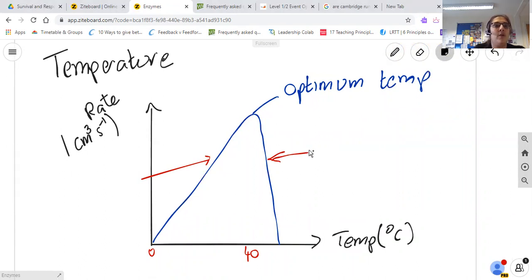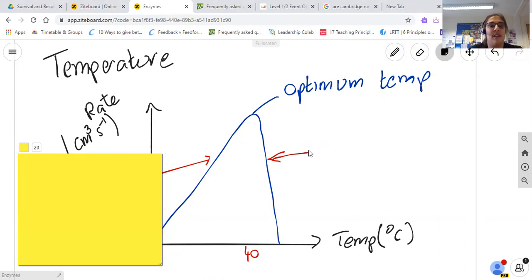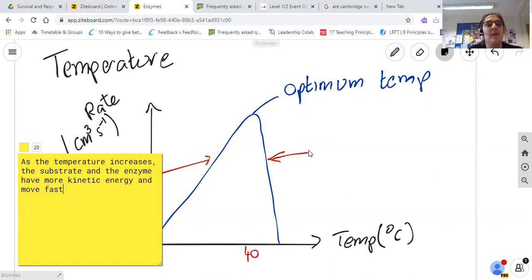So when you're asked to describe it over here, you must refer to kinetic energy. So as the temperature increases, the substrate and the enzyme have more kinetic energy and move faster. Because they're moving faster, there are more frequent collisions and therefore more frequent enzyme substrate complexes are formed.